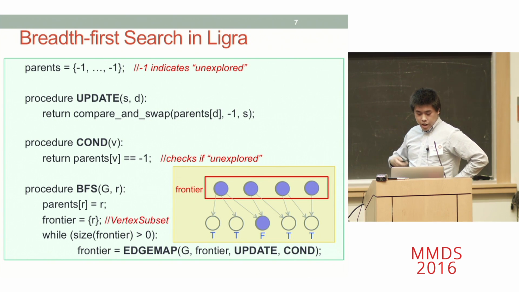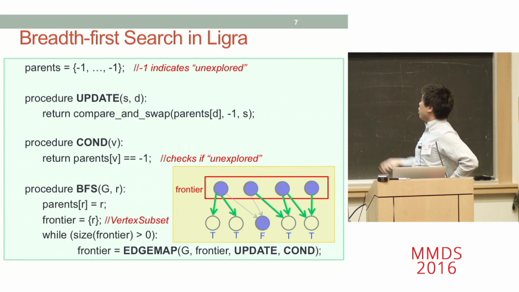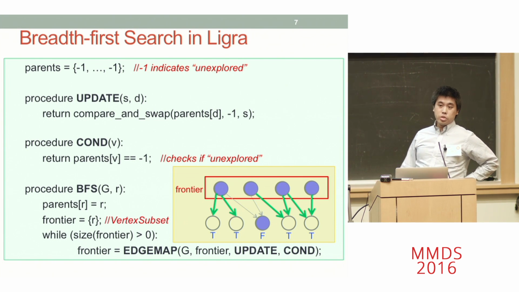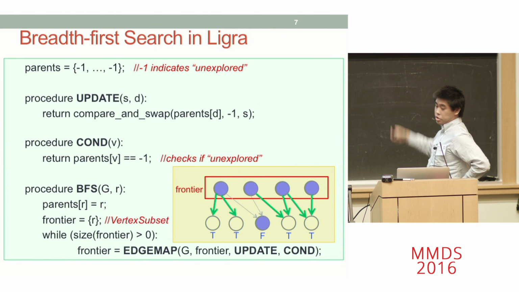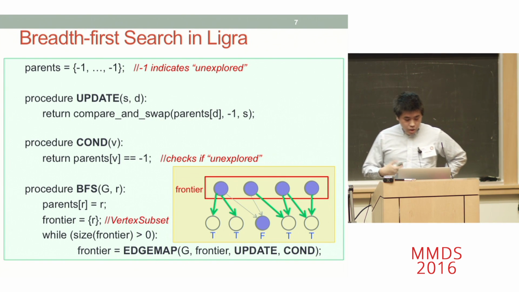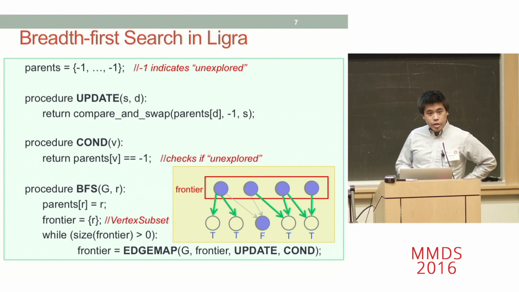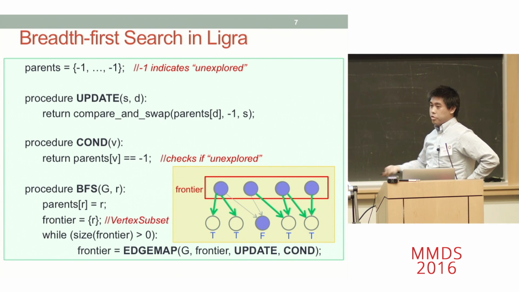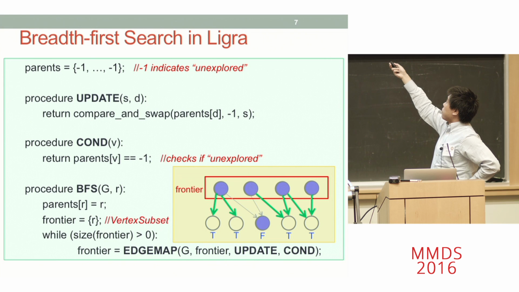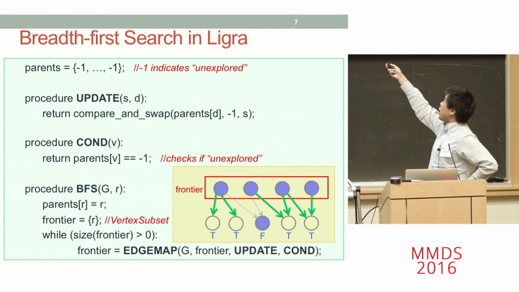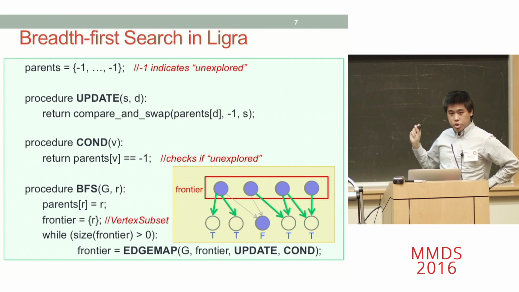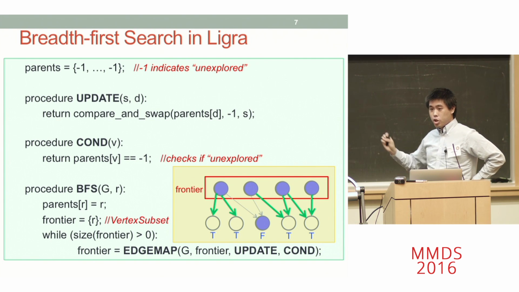The next thing EdgeMap is going to do is apply the update function to all of the edges that go to one of these vertices marked as true. So this would be all of these green edges I've shown here. What the update function does for BFS is atomically mark the neighbor as visited by changing its value from -1 in the parents array to S, where S is the ID of the source vertex. And this compare and swap is going to return true if the update was successful and false otherwise.